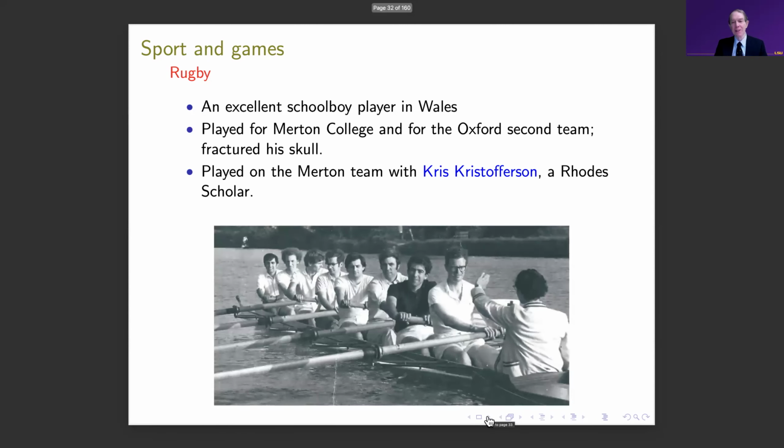This is a picture taken from Dominic's tribute site of Dominic on the river with a Merton crew. You can see Dominic in the 3rd position there.